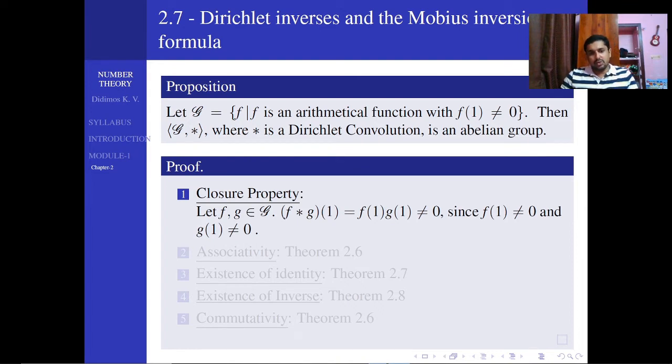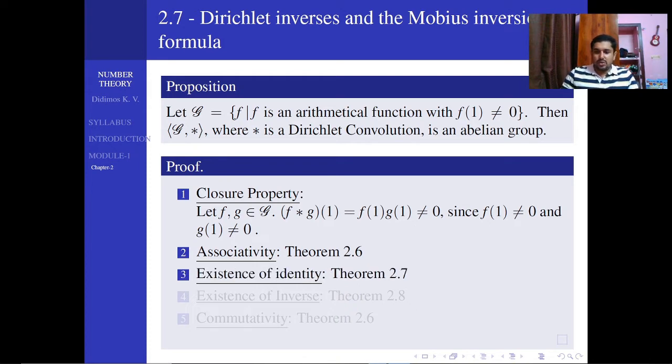So we start with two arbitrary elements f, g belonging to G. Then f of 1 is not equal to 0 and g of 1 is not equal to 0, both are arithmetical functions. Then what is f star g? f star g of 1 is f of 1 into g of 1. We are given that f of 1 and g of 1 are non-zero quantities. Then f of 1 into g of 1 is not equal to 0. Then we can say that f star g is also an element of the set G. And the associativity can be proved using the theorem we have already discussed in section 2.6. The existence of the identity is also proved.